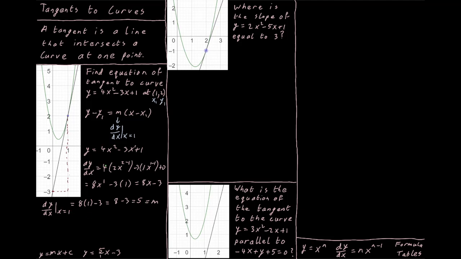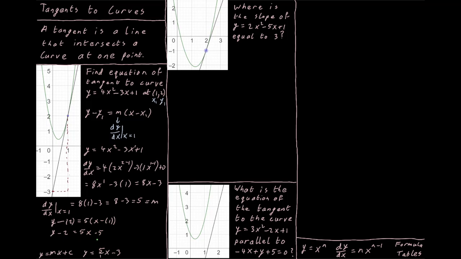So I sub that into my formula. I now know the slope and I know my point, so I'm going to sub that in. y minus 2 for my y1 is equal to 5 times x minus 1. And I tidy that up. y minus 2 is equal to 5x minus 5, multiplying out my bracket.